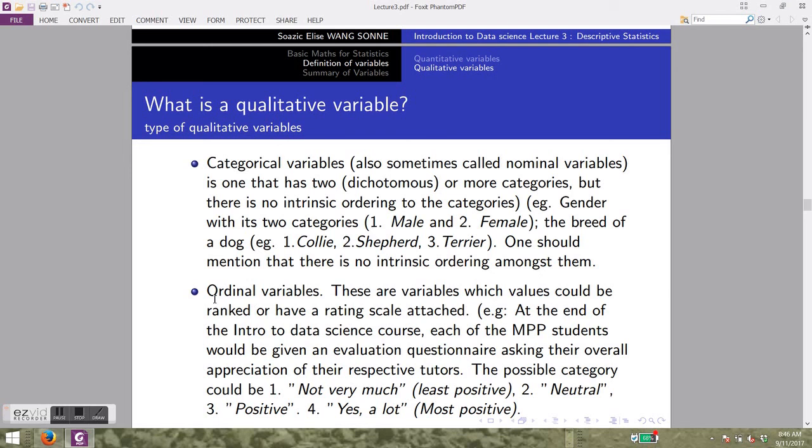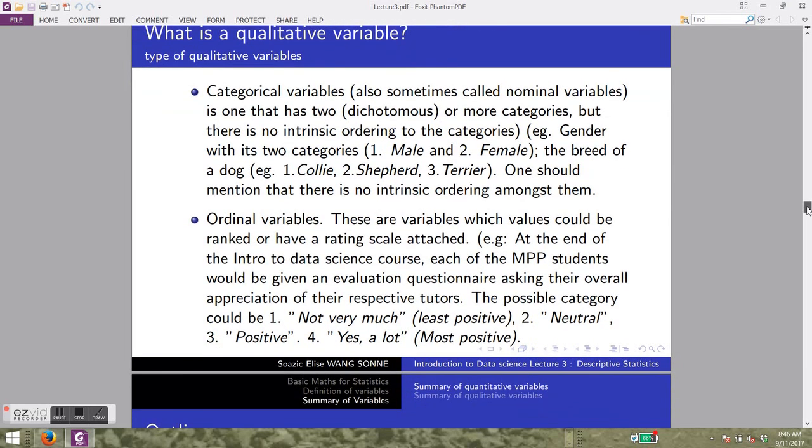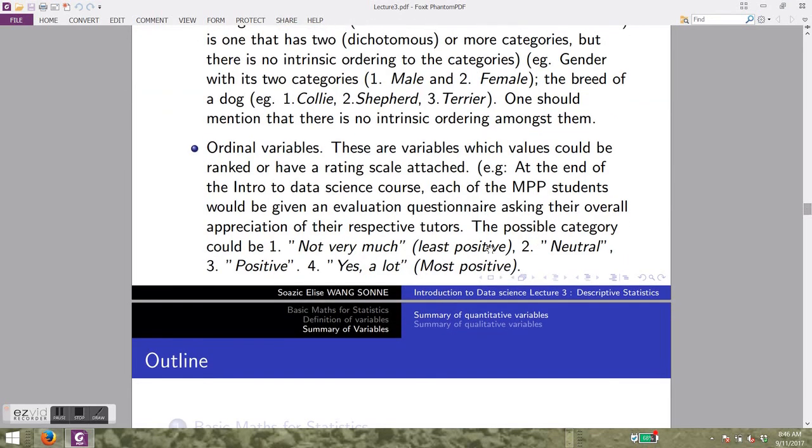So an ordinal variable is the kind of variable that you can rank, so you can attach a rating scale. For instance, at the end of the introduction to data science, you'll be given an evaluation questionnaire where you have to give an overall appreciation of your respective tutors. So you have to answer the question, how much do you like your tutor this year, or how much do you think your tutor is knowledgeable, or how much do you appreciate their performance? And then you have to answer by choosing between those categories.